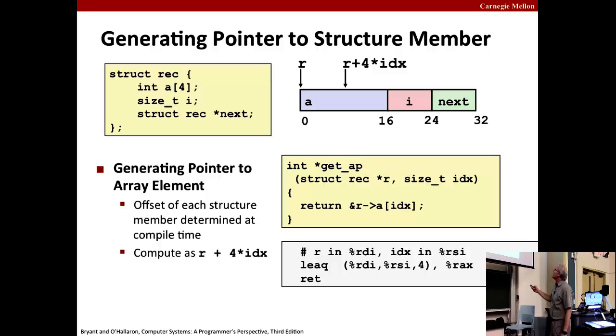Here's an example of some code. Imagine I have a pointer to one of these structures, and I have an index. And what I want to do is get to the appropriate part of array A within this struct. Well, array A is right at the beginning of the structure, so I can treat this just like any array reference, scaling idx by 4 and adding it to the base to get the appropriate element. So I don't really have to do anything special for this one.